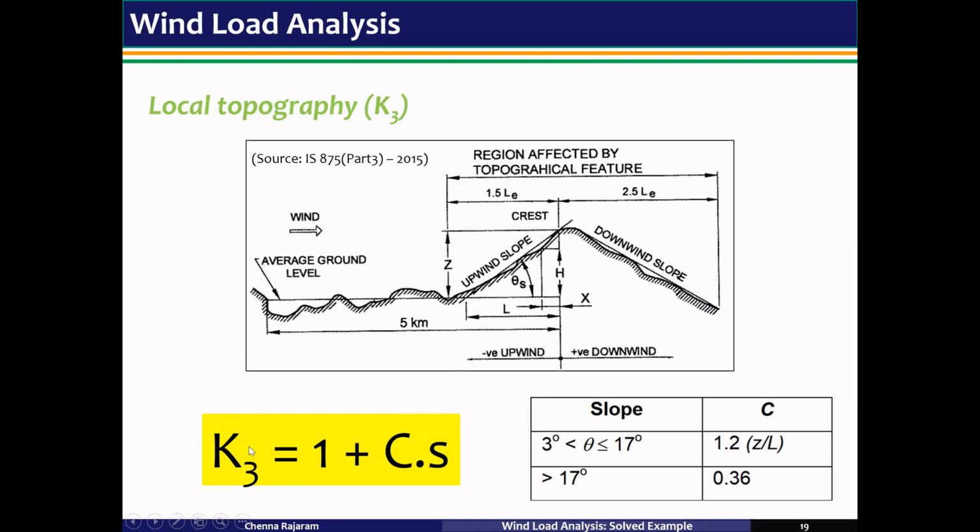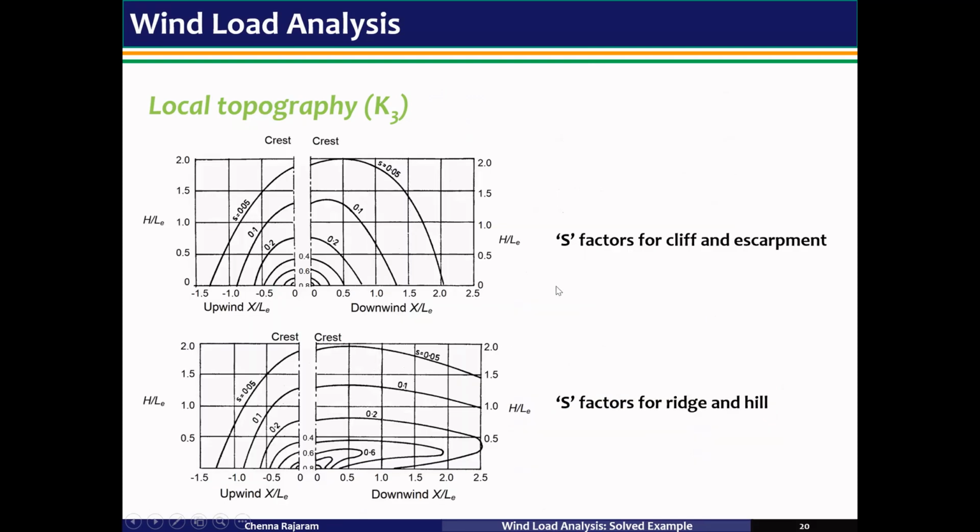The equation used for calculating the K3 factor is K3 is equal to 1 plus C into S, where C is equal to 1.2 into Z by L if the angle theta is in between 3 degrees and 17 degrees. And if it is more than 17 degrees, then C is equal to 0.36. Here is the diagram that represents the upward slope and downward slope with respect to theta. The graphs are given for calculating the local topography S factors for cliffs and escarpments and S factors for ridges and hills.